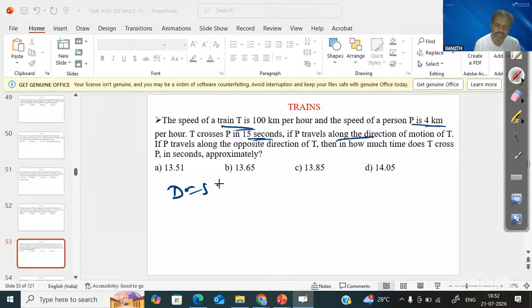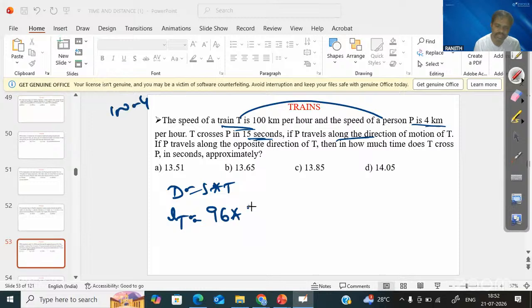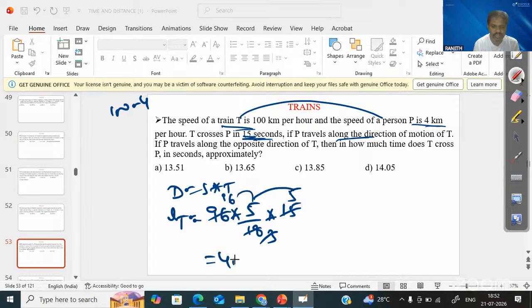Distance equals speed into time. A train crossing a man equals its own length. Along the direction, the relative speed is 100 minus 4, which equals 96, into 5 by 18 into the time taken, 15 seconds. It is cancelled by 6. 6 threes are 18, 6 sixteens are 96, 3 ones are 3, 3 fives are 15. Half of 16 is 8. Half of 8 equals 4. So the length of the train equals 400.